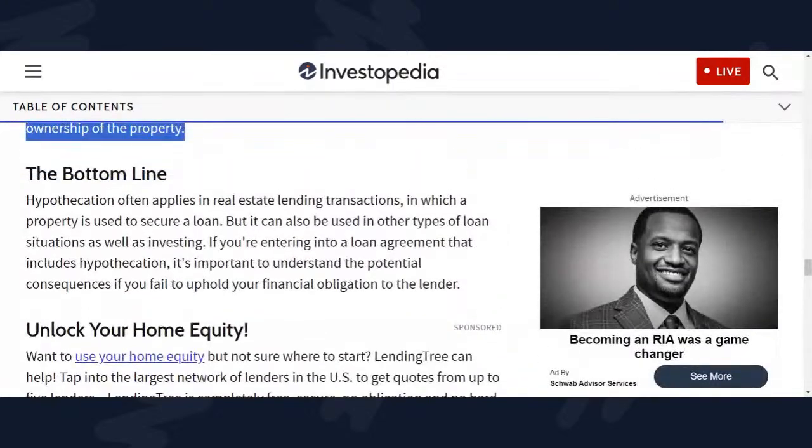Bottom line. Hypothecation often applies in real estate lending transactions in which a property is used to secure a loan. But it can also be used in other types of loan situations as well as investing. If you're entering into a loan agreement that includes hypothecation, it's important to understand the potential consequences if you fail to uphold your financial obligation to the lender. They're always going to consider you the borrower. That's the consequence. If you're the lender, what is the consequence? The consequence is that you lose your money that you've already loaned out.